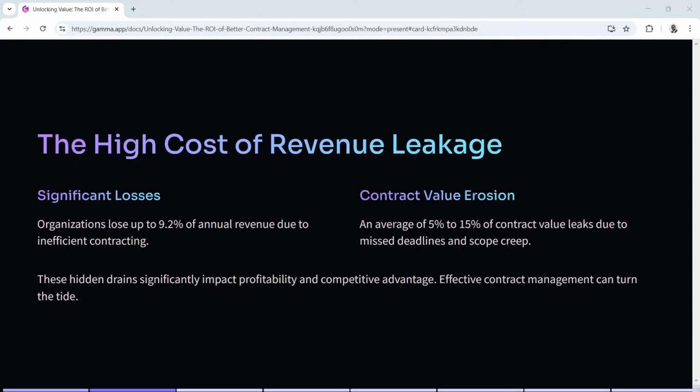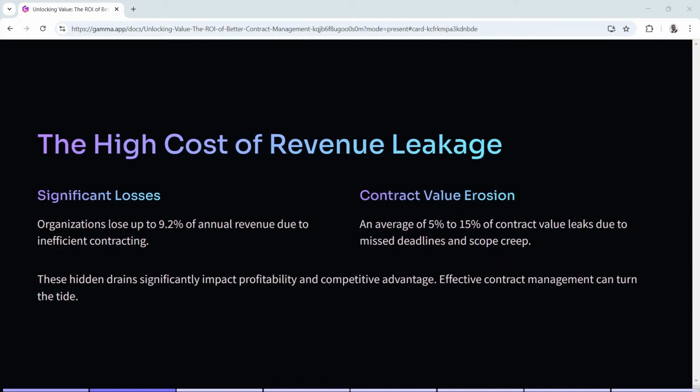So let's talk about the why. Why is managing contracts super important for organizations of any size? There is a study conducted by the World Commerce and Contracting Association that suggests 9.2% of annual top line revenue is lost due to contract mismanagement.